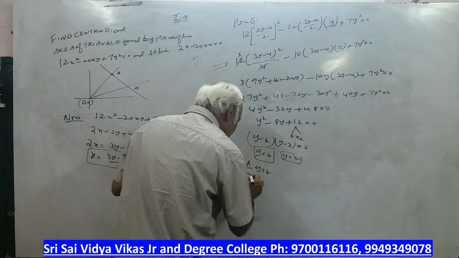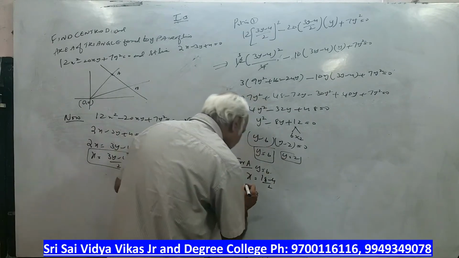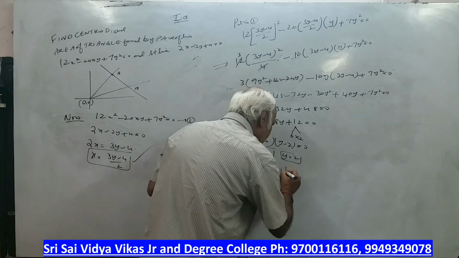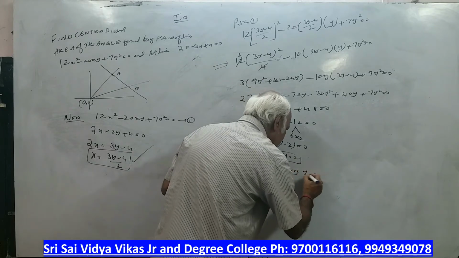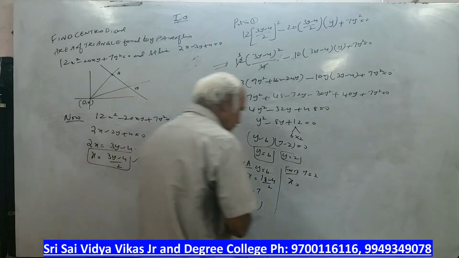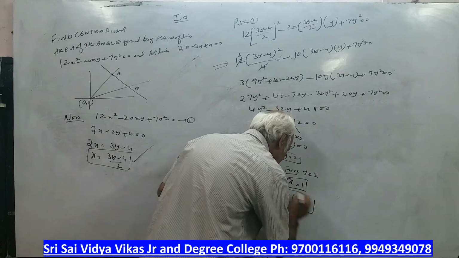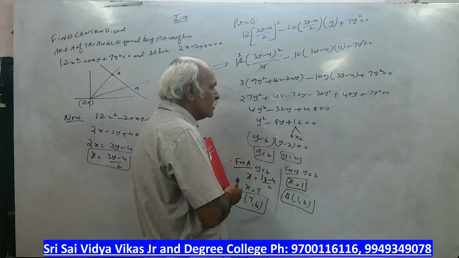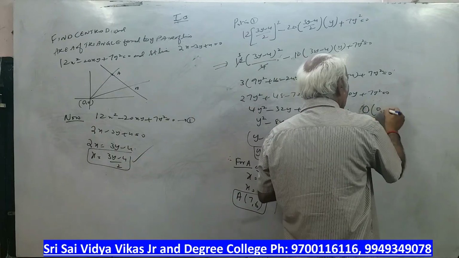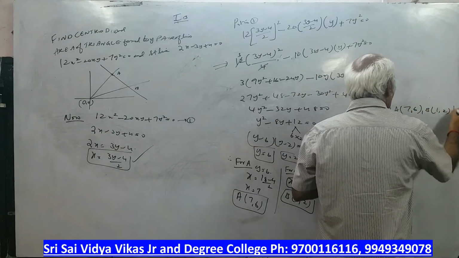What is the x value? We know x is equal to (3y minus 4) by 2. 3y means 18, minus 4, by 2. So x is equal to 7. So A point is 7 comma 6. For B point, y is equal to 2, so x is 6 minus 4, which is 2, 2 by 2 is 1. Therefore, B point is 1 comma 2. A point you got, B point you got. Therefore O is 0 comma 0, A is 7 comma 6, B is 1 comma 2.